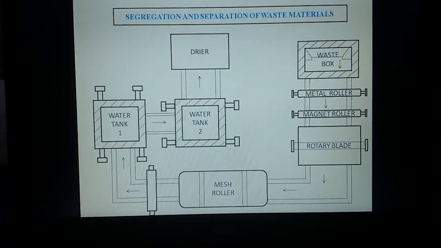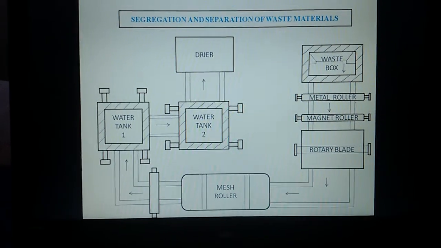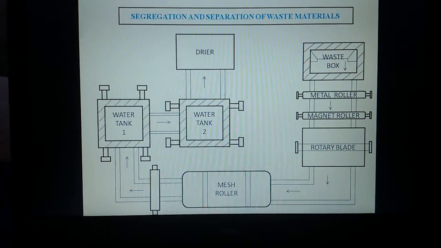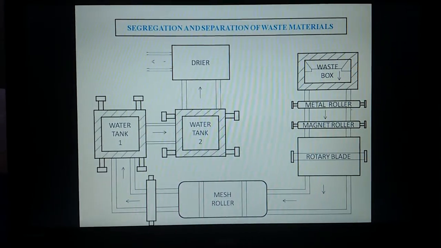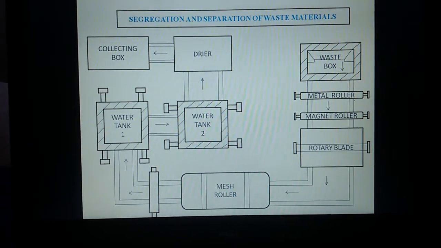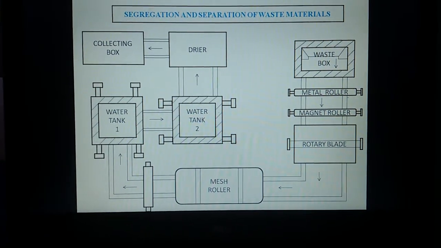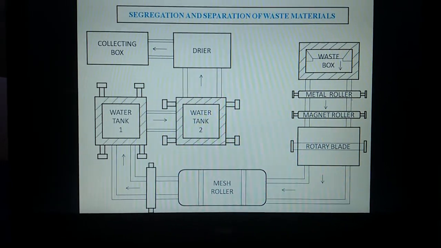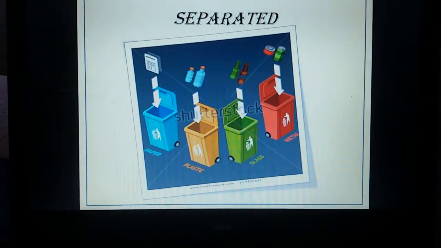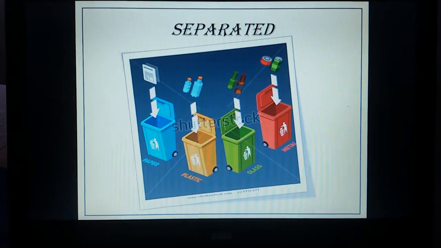and the remaining plastic materials and wood materials are passed through a conveyor to the dryer, where it dries all the plastic and wood items, and the plastic is pushed away by the air pressure, and wood items and other organic waste items are collected in the collection box, and they are used for manure purposes, and thus we can see all the waste materials have been separated. Thank you.